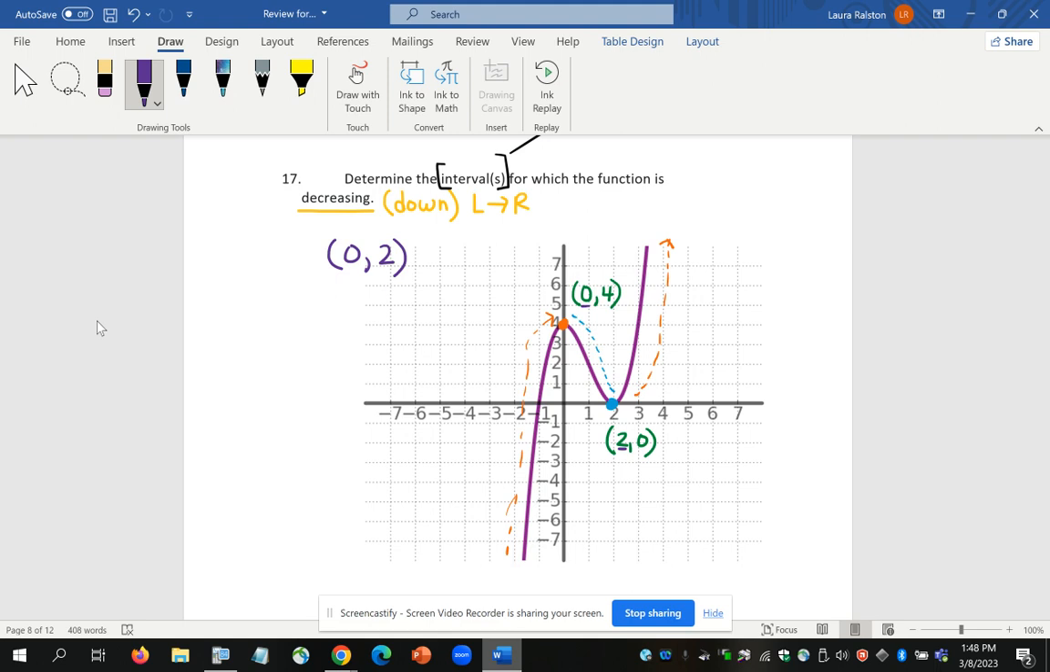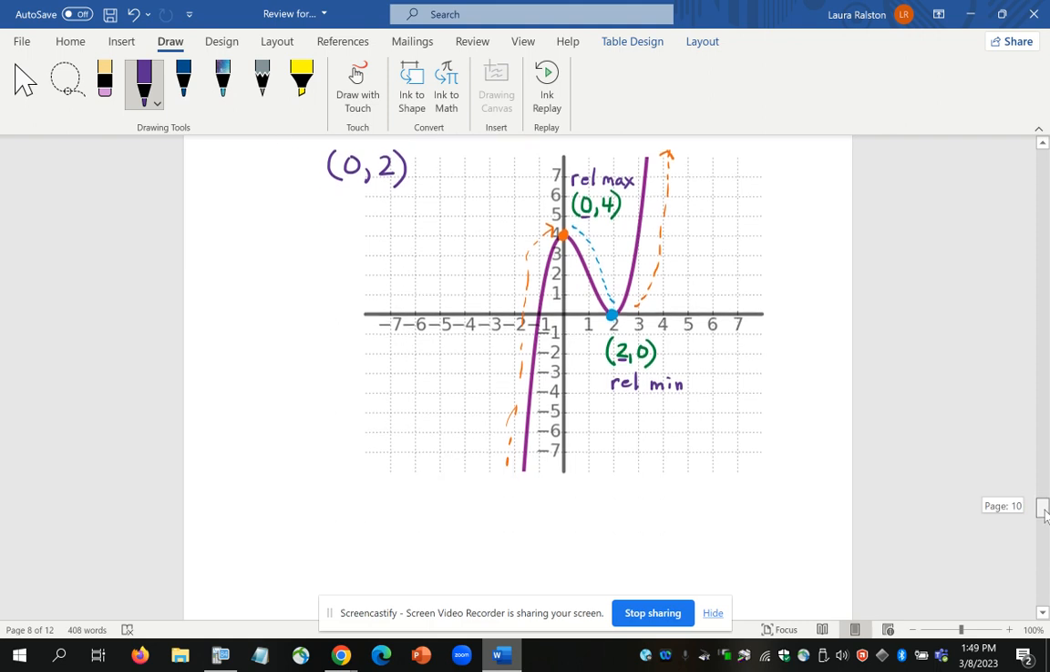Just as a side note, this value that's at the top of the hill, we would call the relative maximum. It's not part of the question. The one here at the bottom of the hill we call the relative minimum. Max means it's the highest. Minimum means it's the lowest, and it's relative to the values around it.